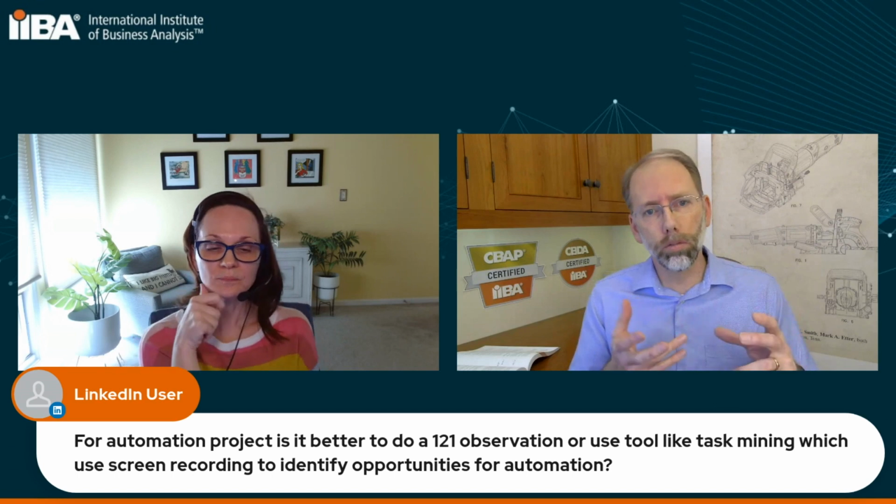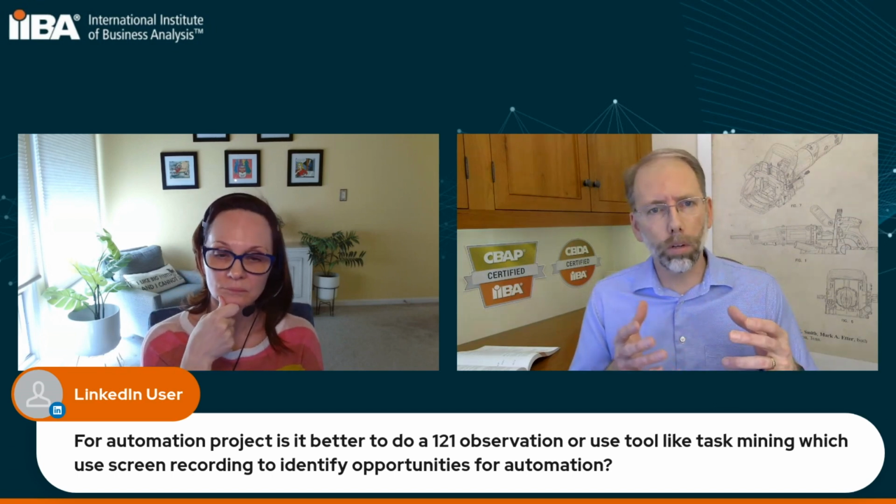So here is another comment from today. For an automation project, is it better to do a one-to-one observation or use a tool like task mining, where you might look at screen recordings to identify opportunities for automation? Yeah, that's interesting. When we talk about using different techniques, there's always what it's good for and what it's not good for. This reminds me of surveying versus interviewing.